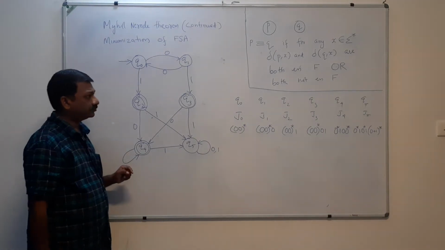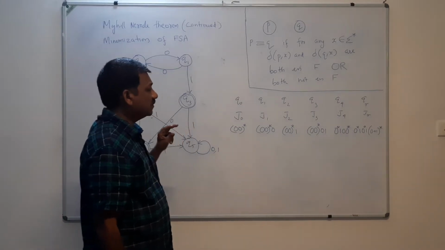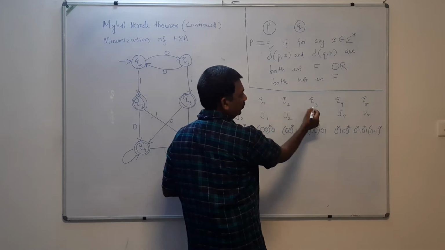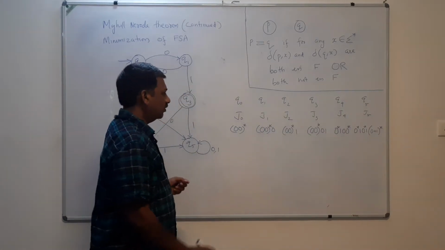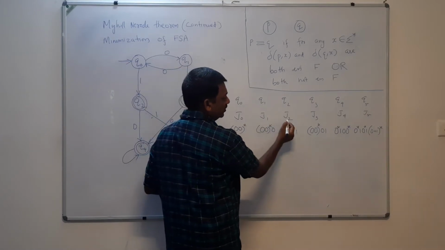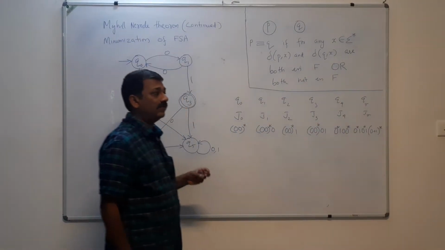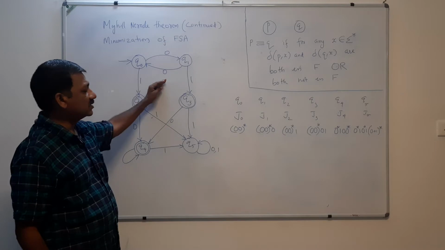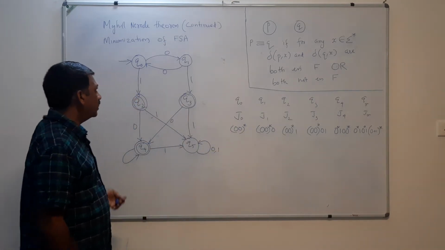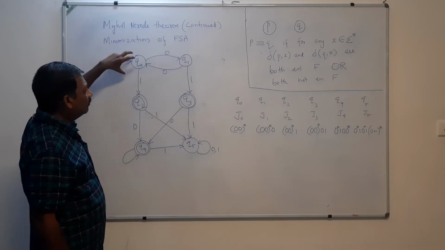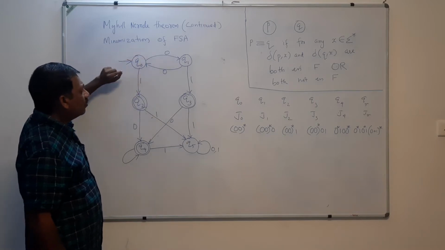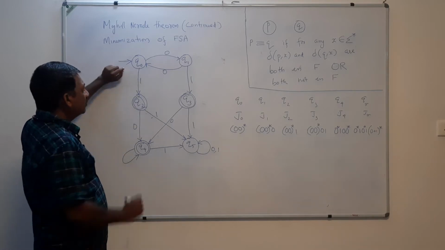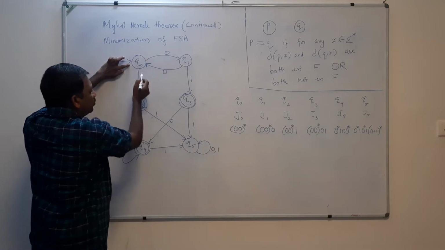Now, as per our earlier discussions, how many states do we have? Q0, Q1, Q2, Q3, Q4, and Q5. And the equivalence classes are J0, J1, J2, J3, J4, and J5. That means each state is represented by an equivalence class. Listen here: this J0 represents all the strings which, starting from Q0, you have to reach Q0.